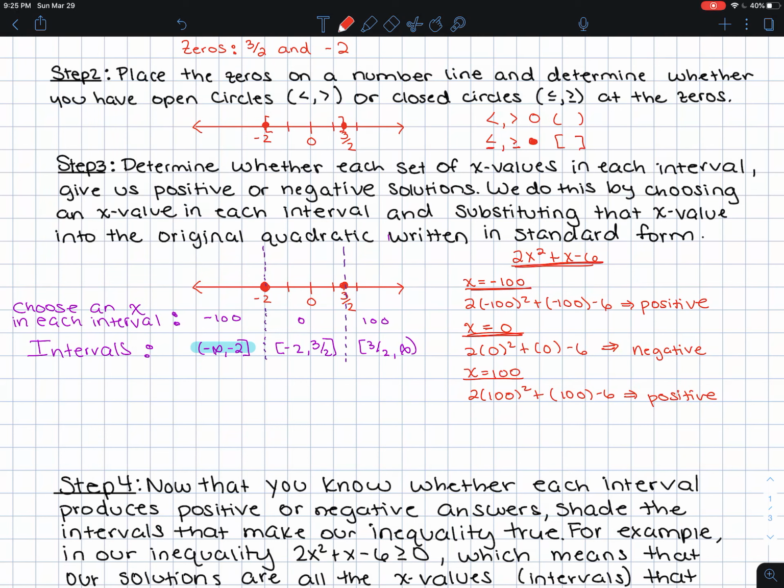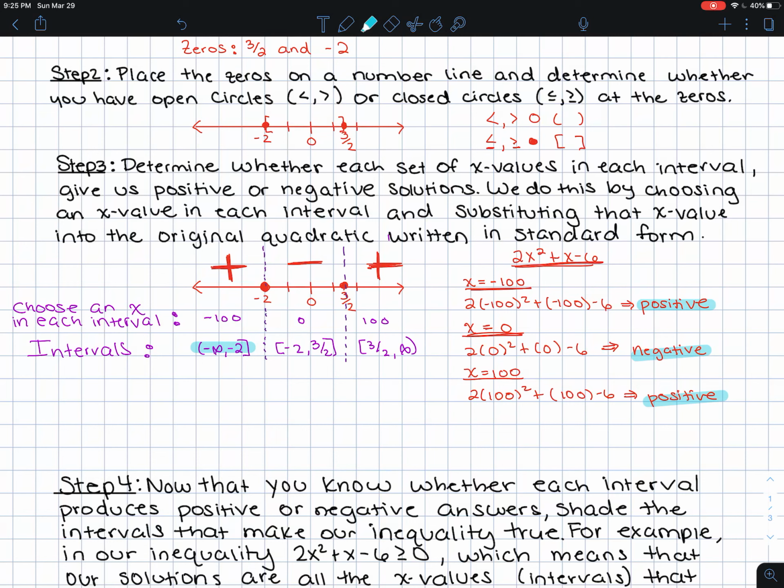So in the first interval, we get positive. In the second one, we get negative. And in the third one, we get positive. And again, those come from the work that I did over here on the right-hand side. Okay. And if you chose in the interval negative infinity to negative 2, if you chose negative 3, you should have gotten the same answer. Or if you chose negative a million, you should have gotten the same answer.